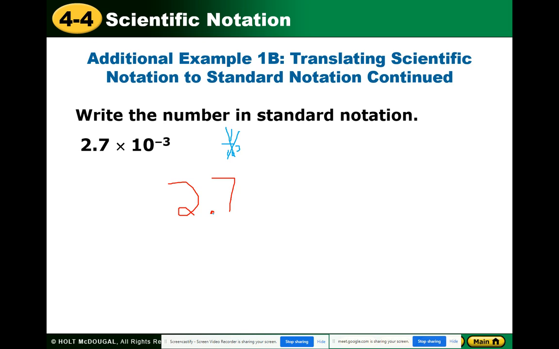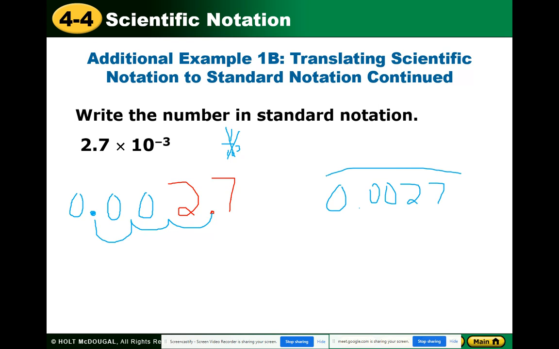So how many spots to the left, though, crew? 3, because the exponent is 3. 1, 2, 3. Now the decimal's right here, all right, Christine? We put zeros in to fill in those places. Do we see how the number got smaller? 0.0027. A negative exponent will make you get a smaller answer. A positive exponent will make you get a larger answer when you're going from scientific notation to standard form.